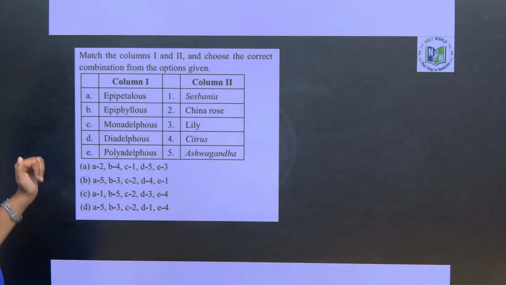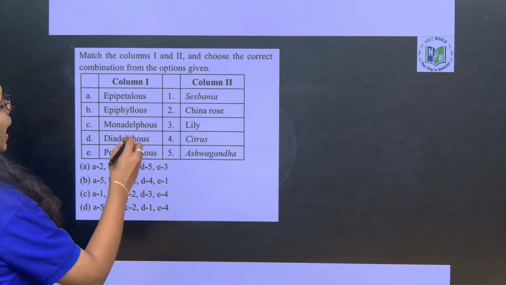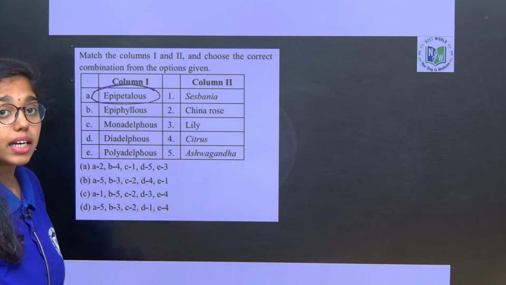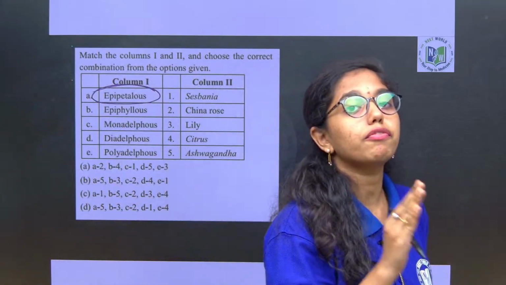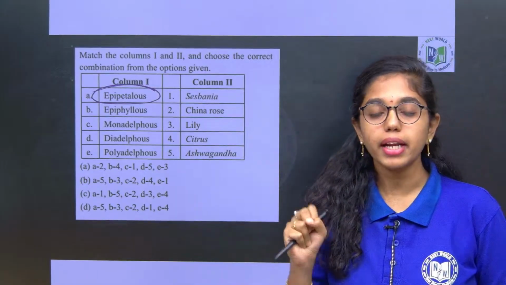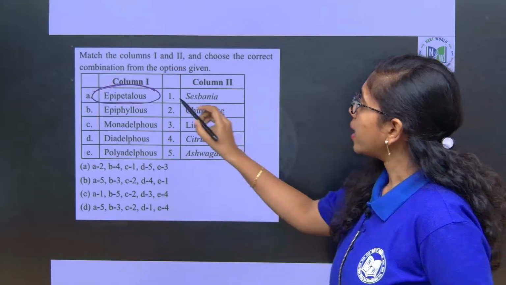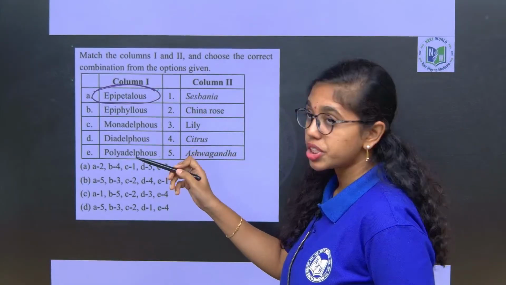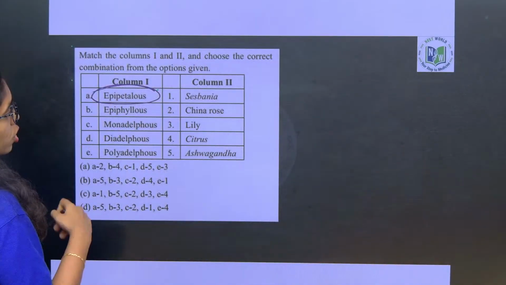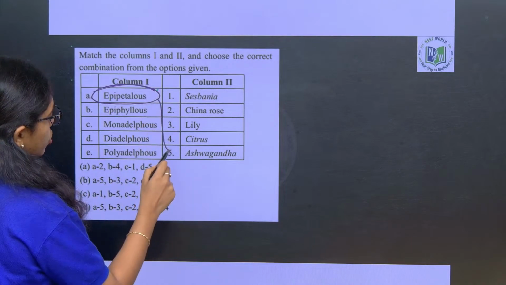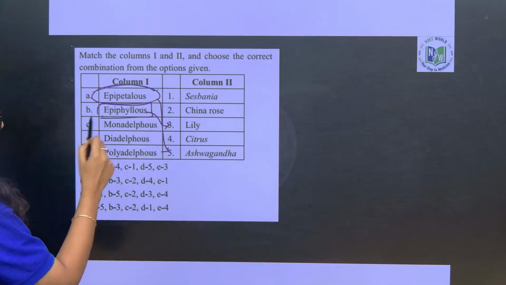Next, if you have to see, match the column 1 and column 2. Fine. So here epipetalous condition. Epipetalous condition is observed in which family? Whenever characters like epipetalous, epiphyllous, monadelphous, diadelphous are coming to your mind, immediately recall the family which is in relation to that. Like that, epipetalous condition is observed in Solanaceae. So Solanaceae example here will be Ashwagandha, that is 5. Epiphyllous condition is seen in lily, that is 3.